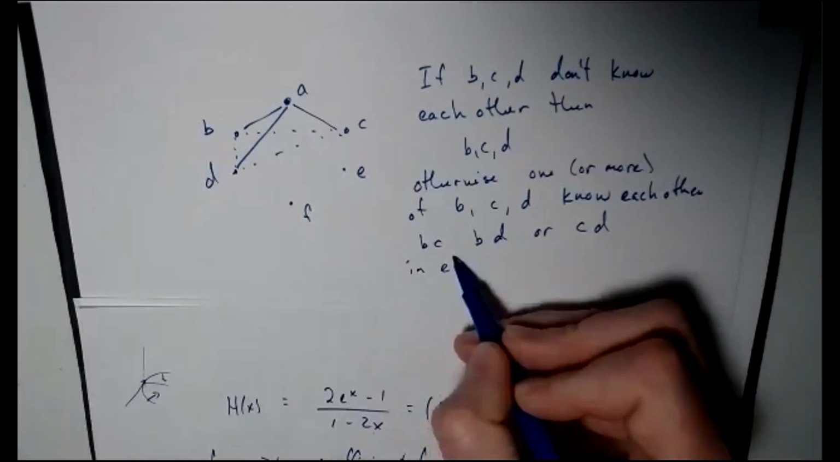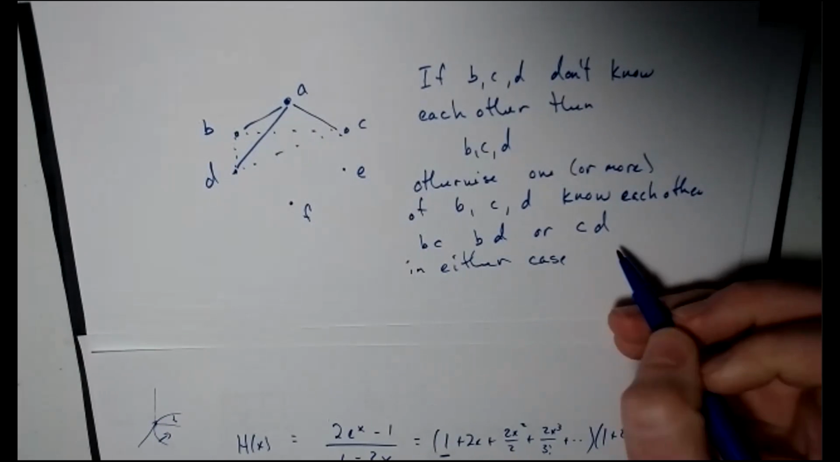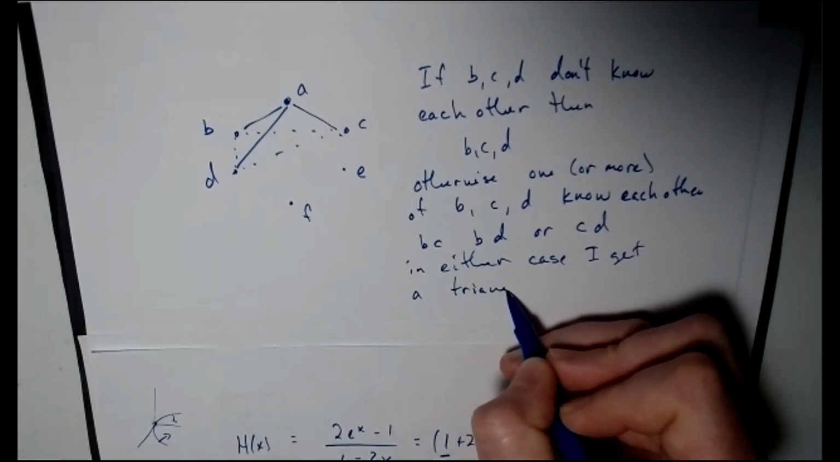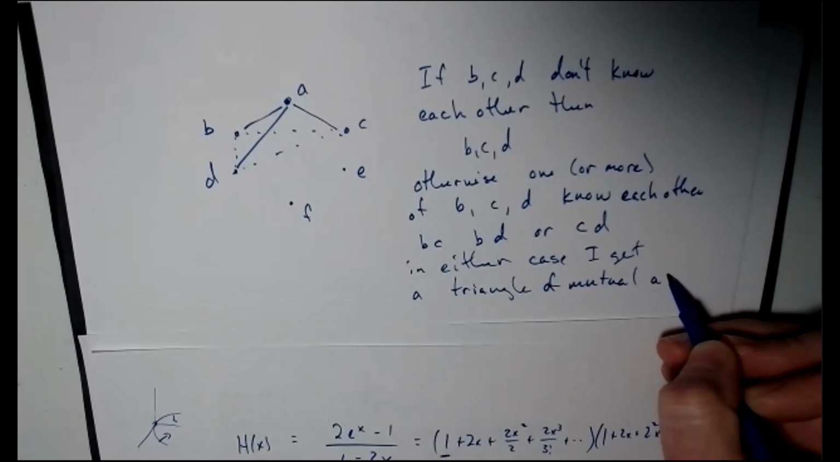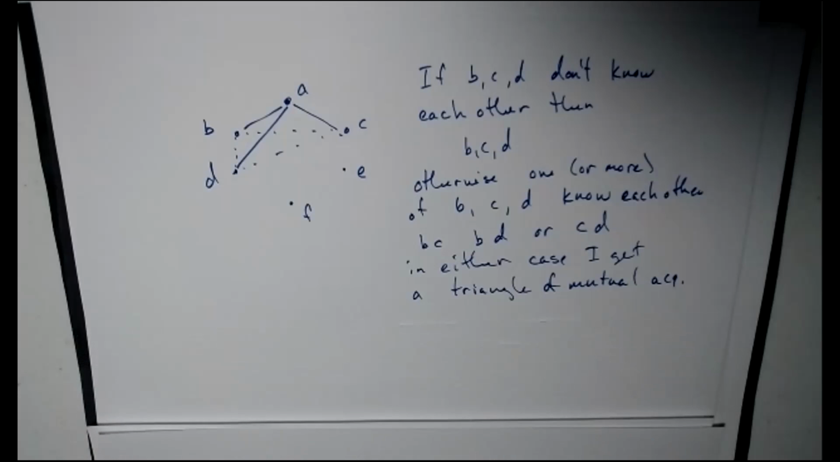In either case, I get a triangle of mutual acquaintances, which I'm not even going to try to spell today. All right, so that is the kind of beginning Ramsey theory problem. This was a relatively common puzzle problem, and that's really how a lot of these combinatorics ideas got started.